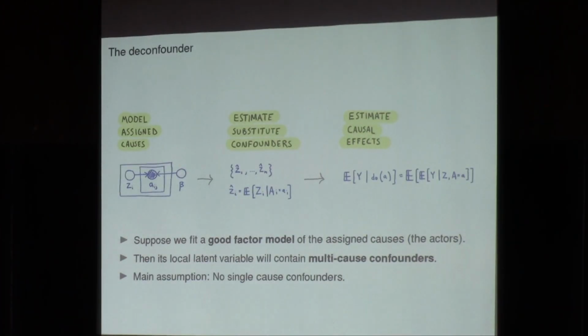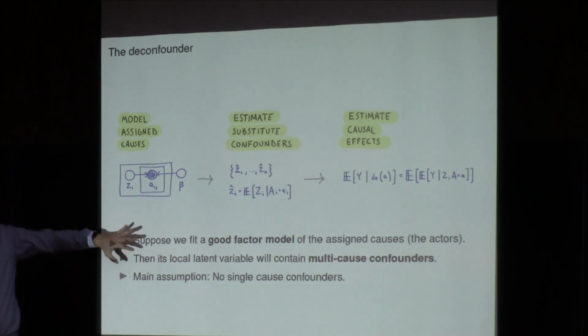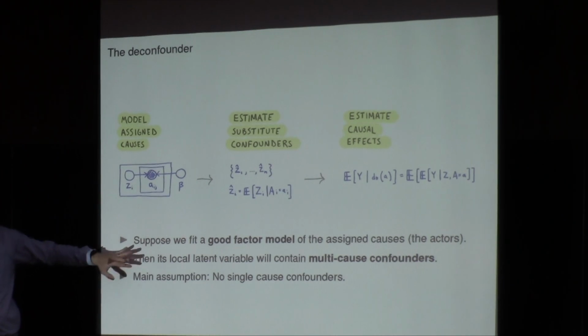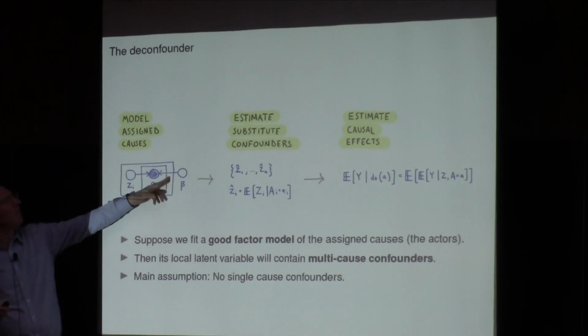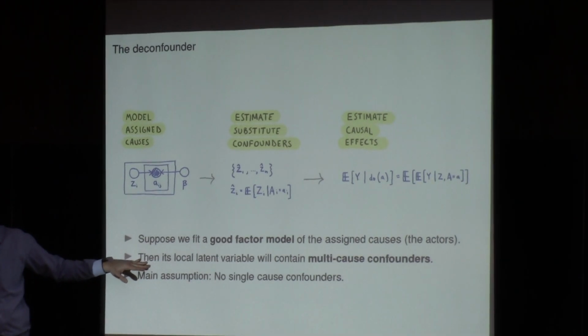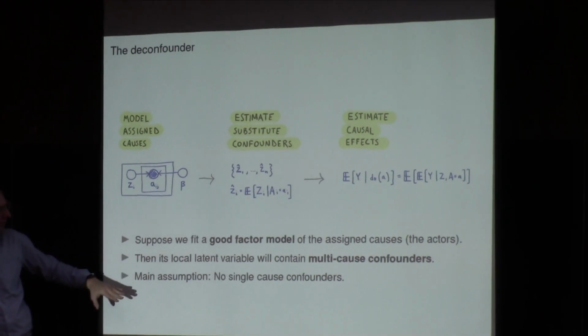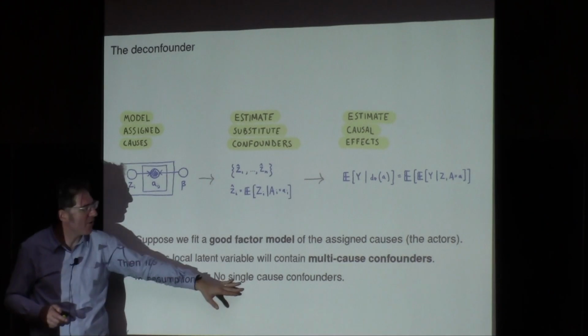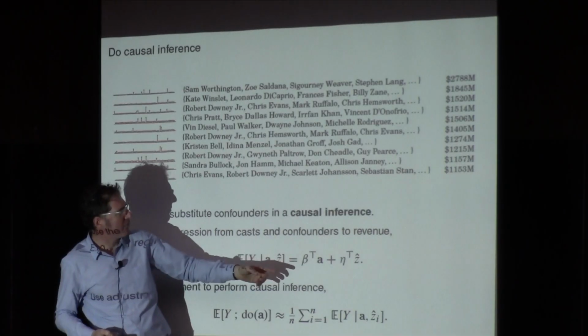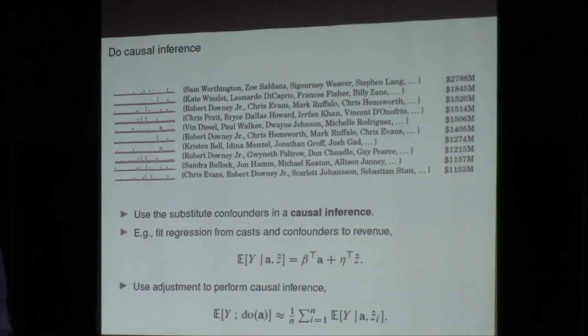The theory behind this says the following. If we fit a good factor model of the assigned causes, the actors, then its local latent variable, by which I mean the per movie latent variable, will contain the same information as multi-cause confounders. Again, the main assumption is that there are no single cause confounders, or no unobserved single cause confounders. You can correct for them by adding them to this regression, of course, if you had them observed.